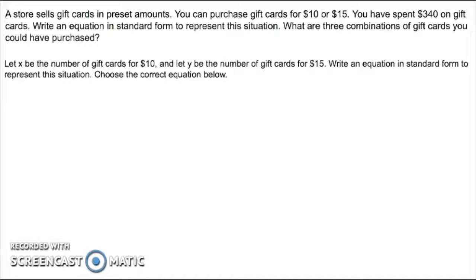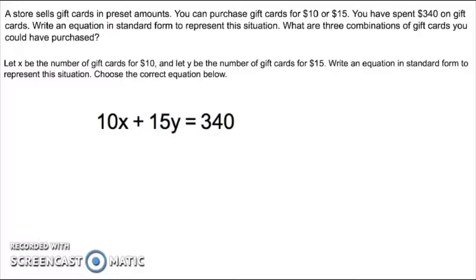Let x equal the number of gift cards for $10 and y be the number of gift cards for $15. Write an equation in standard form to represent the situation. So we have 10 times the number of gift cards that are $10, so 10x, and then 15y. So 10x plus 15y gives us a total of 340 because that is how much we spent. So that's the equation we're going to want to choose.